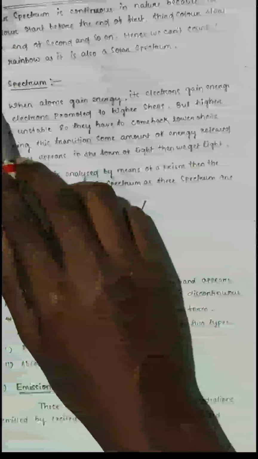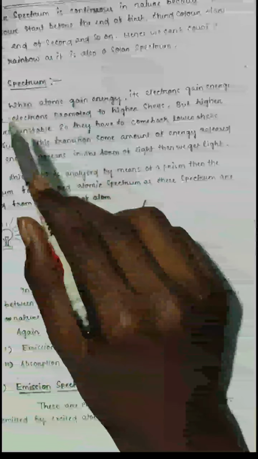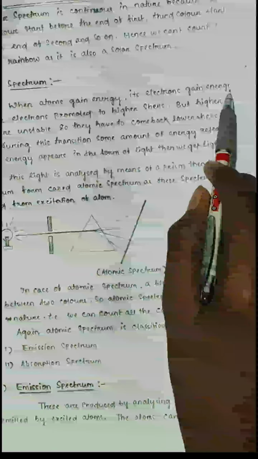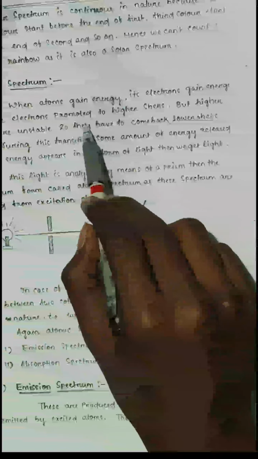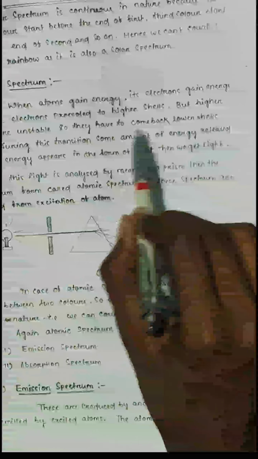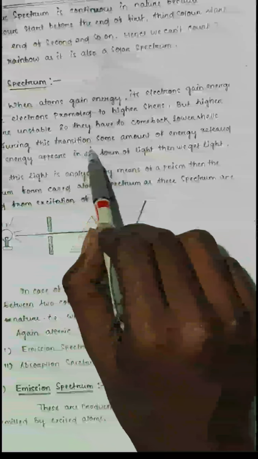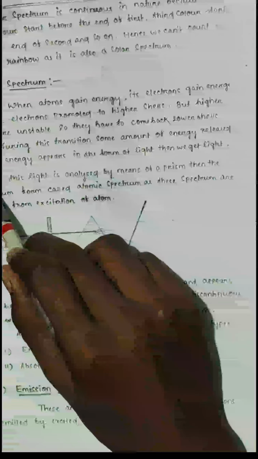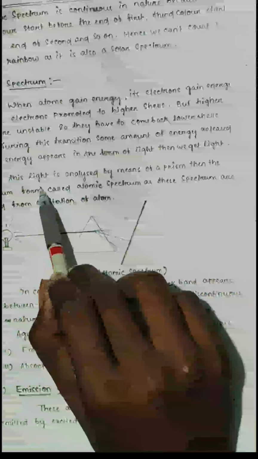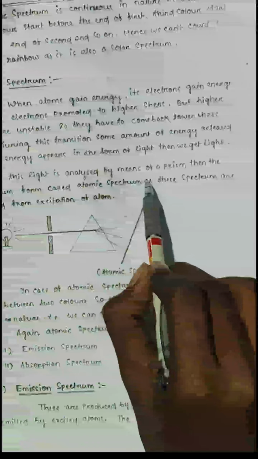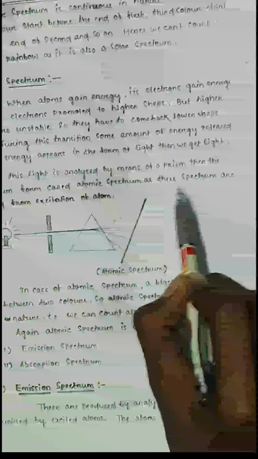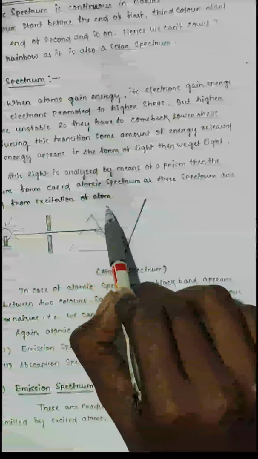Then we move on to the next, atomic spectrum. When an atom gains energy, its electron gains energy. Thus, the electron is promoted to a higher shell, but higher shells are unstable, so the electron has to come back to the lower shell again. During this transition, some amount of energy is released. If this energy appears in the form of light, then we get light. If this light is analyzed by means of a prism, then the spectrum formed is called atomic spectrum, as these spectra are formed from the excitation of atoms.